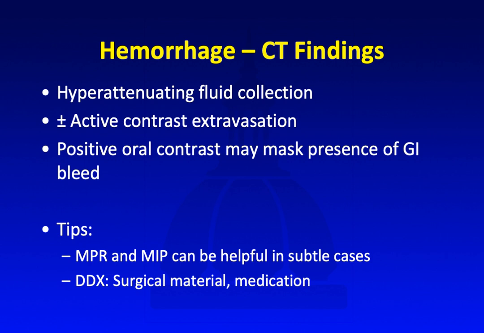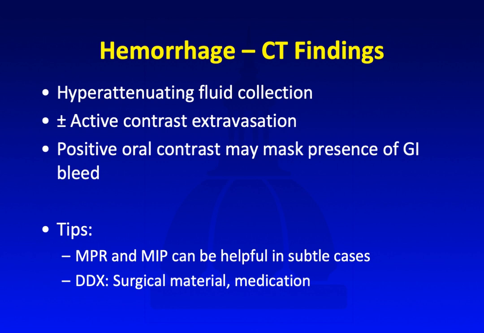So in looking at hemorrhage, you're really looking for a hyperattenuating fluid collection. Depending on the protocol that you have selected, you may or may not be able to identify active contrast extravasation. As I mentioned, the main thing is if you are thinking about potential GI bleed, do not give any positive oral contrast. I do find that sometimes these bleeds can be rather subtle on the axial images, and multiplanar reconstruction and MIPs can be very helpful in subtle cases.